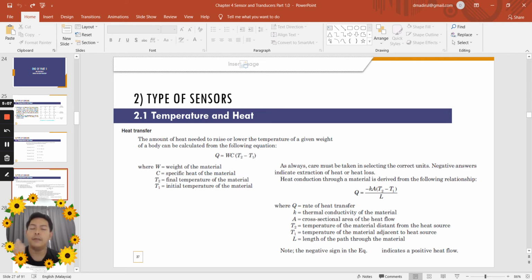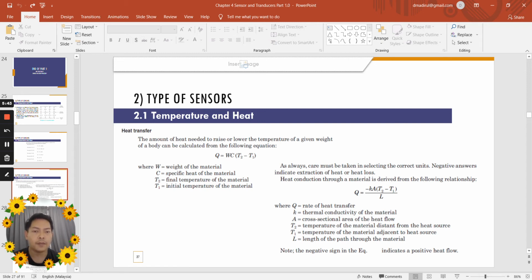Heat transfer is the amount of heat needed to raise or lower the temperature of a given weight of a body, and it can be calculated from the following equation. This equation shows how you can calculate the amount of heat needed to raise or lower the temperature of a given specific weight of body, where W represents the weight of the material, C represents the specific heat of the material, T2 represents the final temperature of the material, whereas T1 represents the initial temperature of the material.